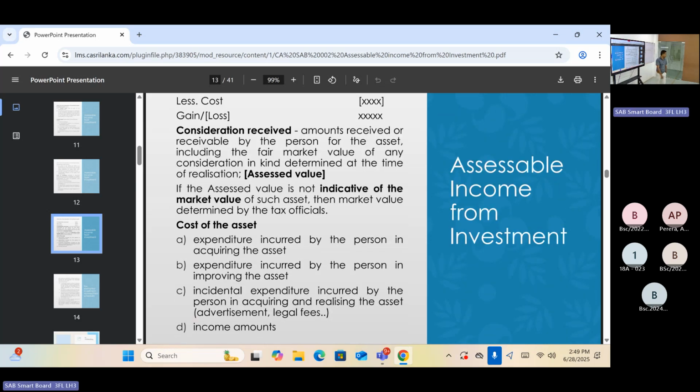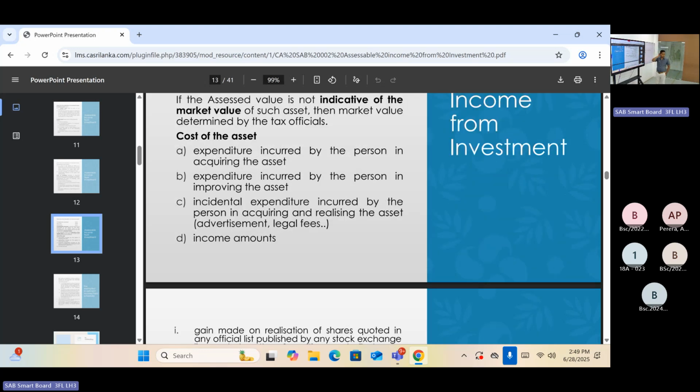Incidental expenditures like brokerage charges and advertisement charges at the acquisition, and subsequent development of the asset, that type of things we can deduct. Valuation can be done on that day, and we can get the professional valuer service to get the valuation. That value we can use.